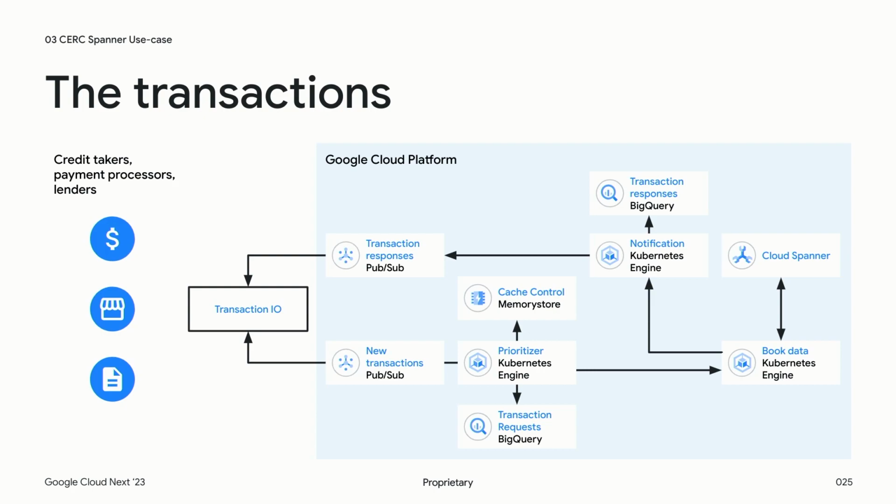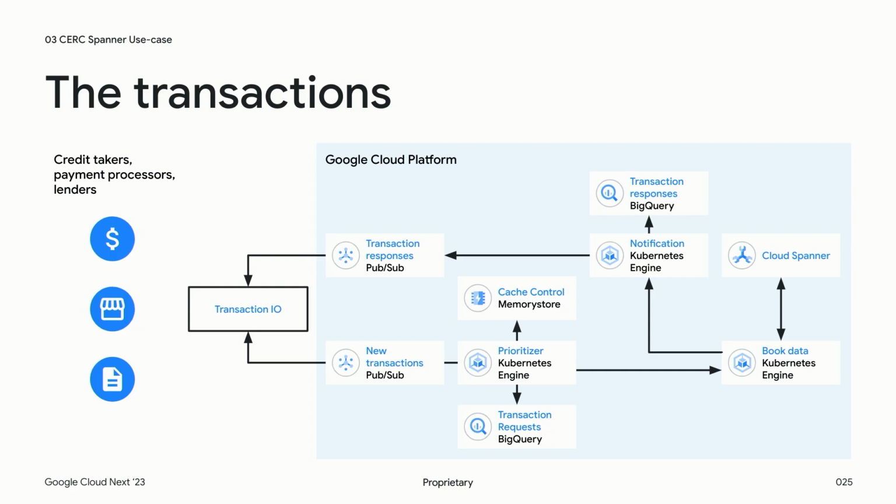So what you will see here is transaction IO. That's like the gateway into CERC's system. And to the left of the gateway are all the CERC's customers. So these are credit takers, payment processors, lenders, other FMIs. All the interaction with the CERC's system is happening through transaction IO. The PubSub provides loose coupling between transaction IO and the rest of the system so that they can scale independently.